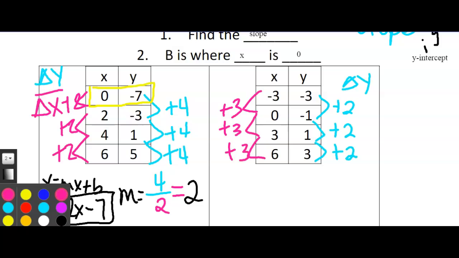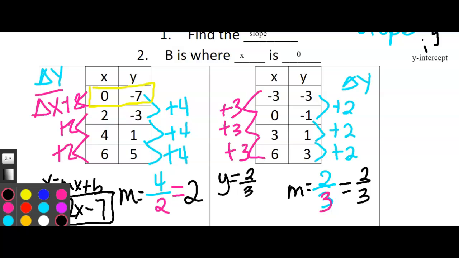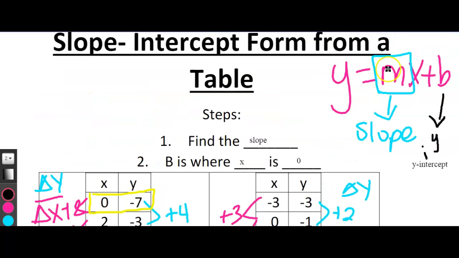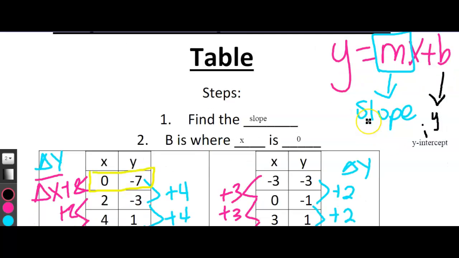So my slope is going to be 2/3. Follow my color codes. And that doesn't simplify, actually. I know that one already. It is still 2/3. So my slope, which we now know is m, is 2/3. So y equals 2/3 x. But I don't know my b yet. Remember, y equals mx plus b.